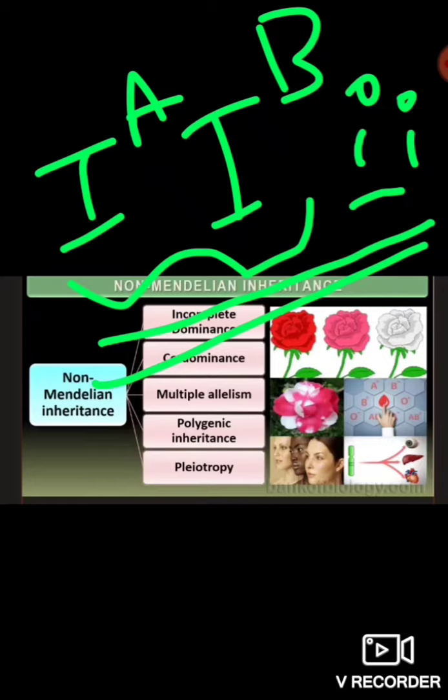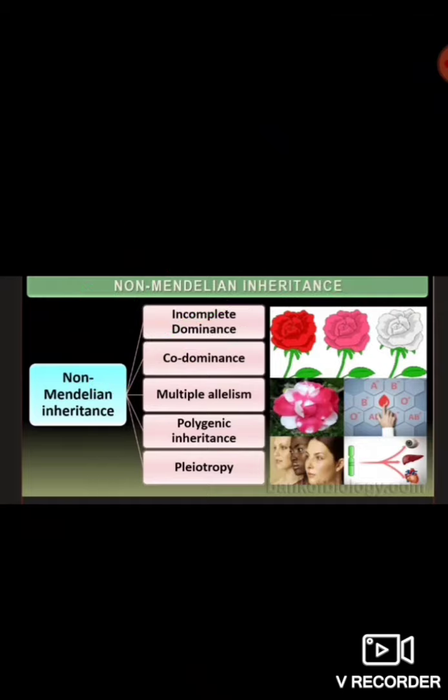In one population, for one character, that is blood group, three types of alleles are expressed: A, B and O. So we call it multiple allelism. When for a character in a population there are more than two alleles present, we call it multiple allelism, because for one gene there should be two alleles. If there are more than two, we call it multiple allelism.